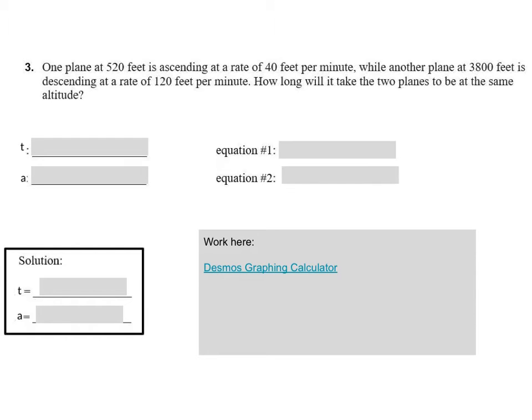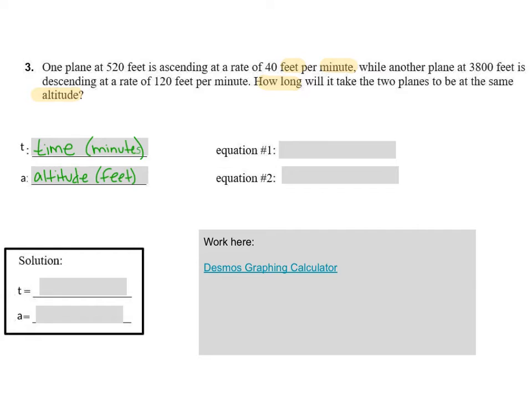When we're looking for the variables, sometimes you can just look for what you could attribute numbers to. For example, feet and minute. Another way to look at it is to look at the question. How long will it take the two planes to be at the same altitude? Those are our variables. So we're going to use t for time and a for altitude, where our time is in minutes and altitude is in feet.